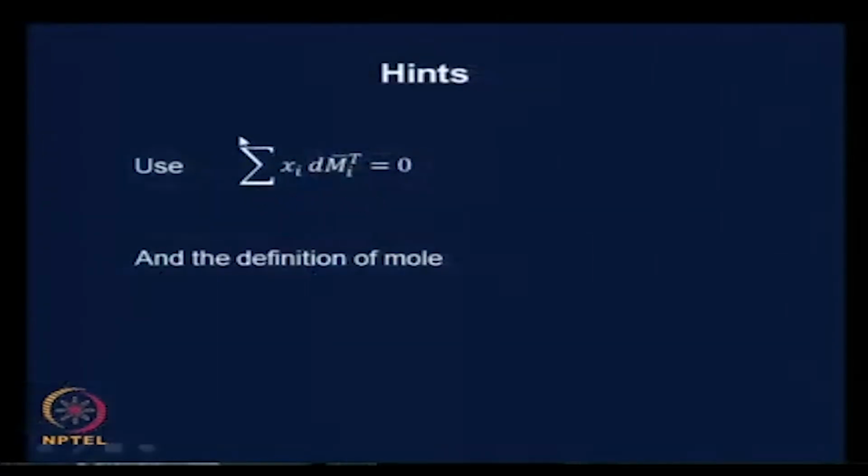Okay, now let us look at the solution from the hints that were given, that is use sum over xi dMi hash equals 0 and the definition of a mole. The mole, as we all know, is defined as the mass by the molecular mass of a substance. If you divide the mass of the substance you have by the molecular mass, you get the number of moles. It is as simple as that.